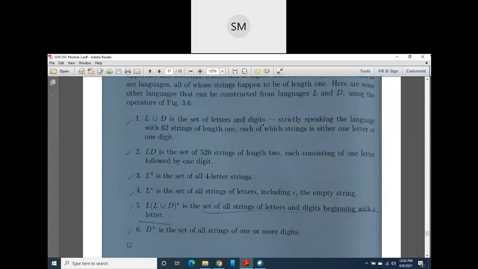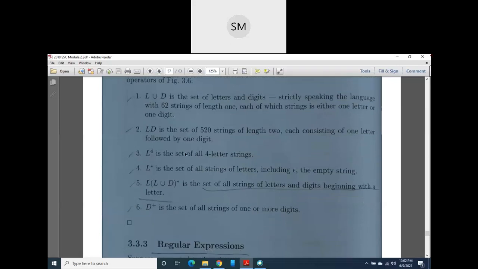It is a set of letters and digits, right? Strictly speaking, it is a language with 62 strings. And the length of these strings will be 1, because all are individual characters, individual symbols, like A, B, C, like 0, 1, 2, 3. So we will get 62 strings, or 62 symbols, in L union D.